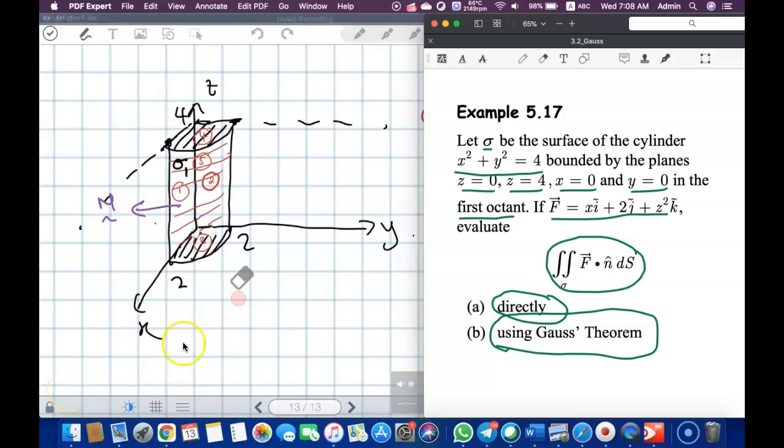Okay, so here I want to still discuss example 5.17, but I want to go through question A, where you have to use the direct technique, which just uses the surface integral without using the Gauss theorem. Since we have 5 surfaces from the solid that we have, you have to obtain 5 surface integrals.